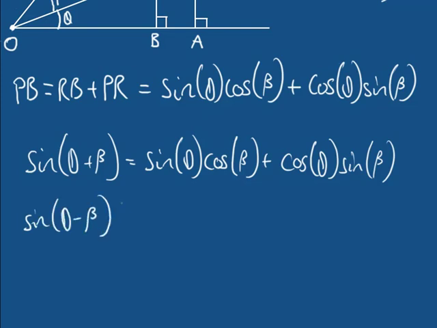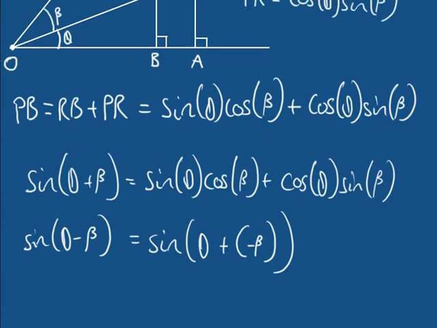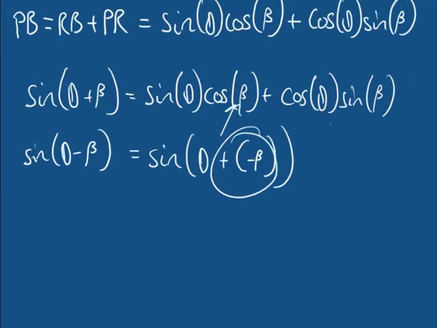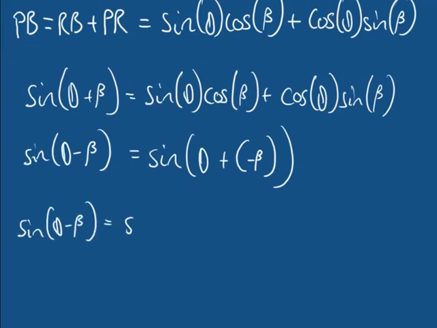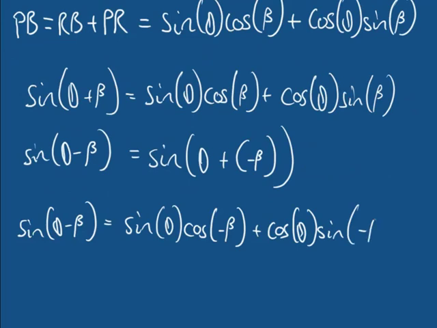Now to do this, we can simply use our sine of theta plus beta, but make angle beta equal to negative beta. So we can say sine of theta minus beta is equal to the sine of theta plus minus beta. If we use minus beta for each of these angles, we get that the sine of theta minus beta is equal to the sine of theta times the cosine of minus beta plus the cosine of theta times the sine of minus beta.